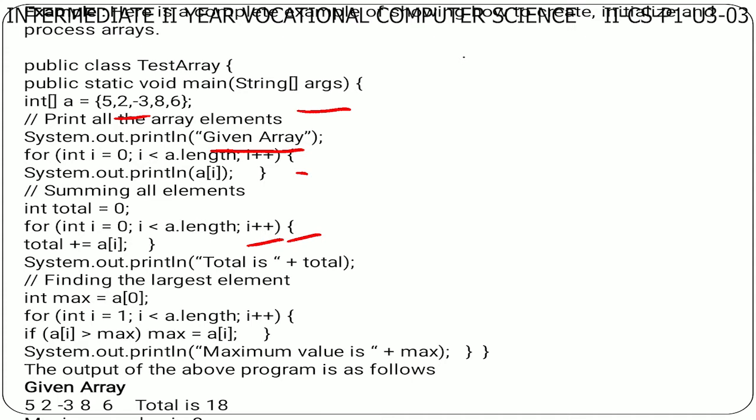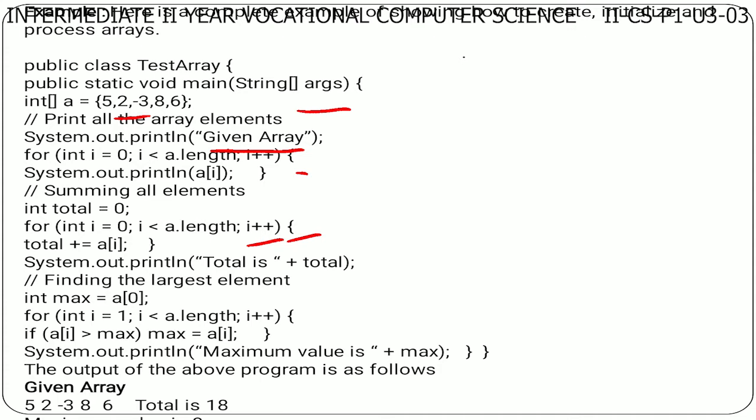In this way we can sum all the elements and print the total. And last is finding the largest element in the array. For this purpose I am taking int max = a[0]. Then a for loop: for (int i = 1; i < a.length; i++). So if a[i] is greater than max, max = a[i].